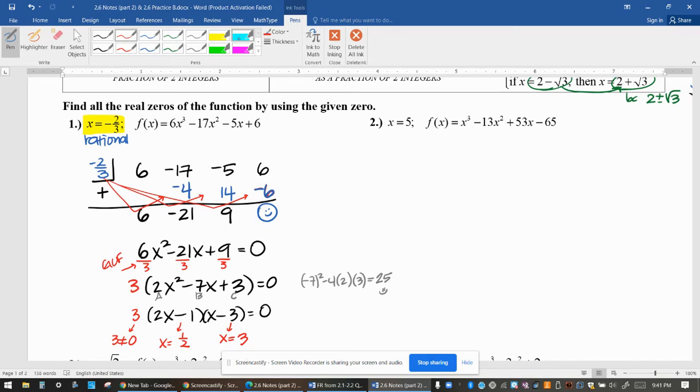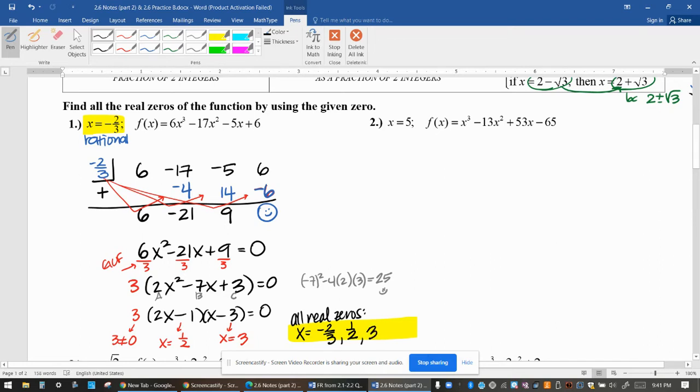Okay, all that work. What's the answer? So remember, they asked for all the real zeros. You want to include the one that they gave you, and you want to write them in order from smallest to biggest. So the smallest zero was the given zero of negative 2/3. The next biggest zero is 1/2, and finally 3.